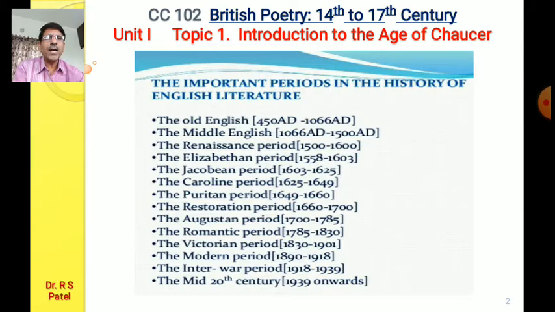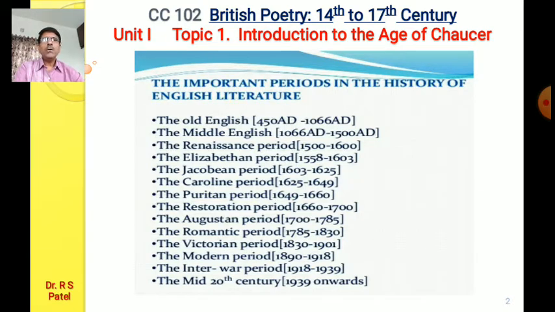Then the following periods are Augustan period, Romantic period, Victorian period, Modern period, then comes interwar period. Interwar period means the period of the two great world wars. Then between the two world wars, then comes the mid 20th century literature, that is from 1939 onwards. Now the history of English literature has been divided into these periods. So our study will comprise according to the ages or the periods. So the history will be studied like that.